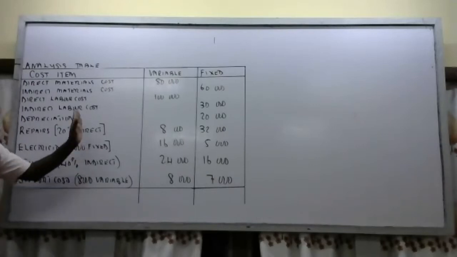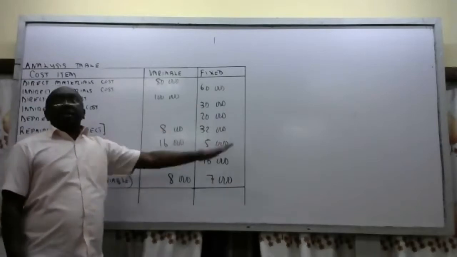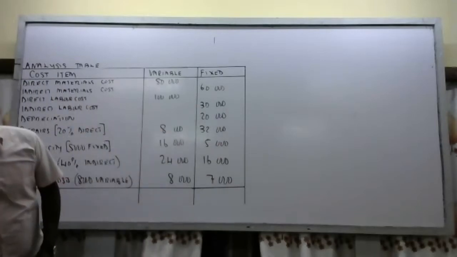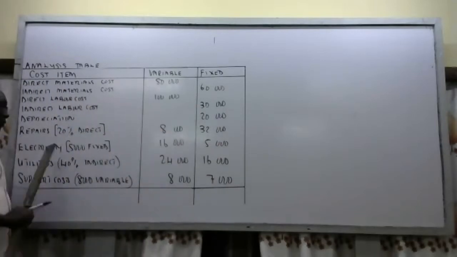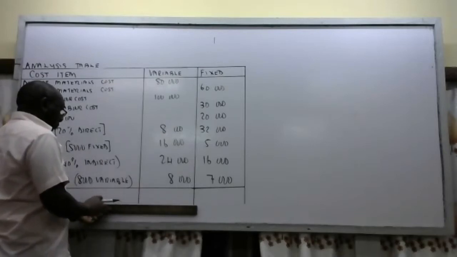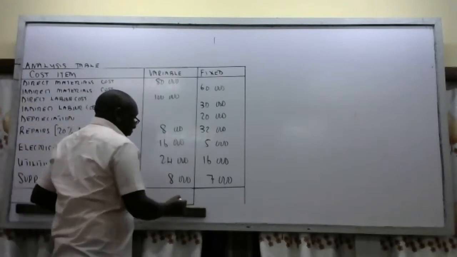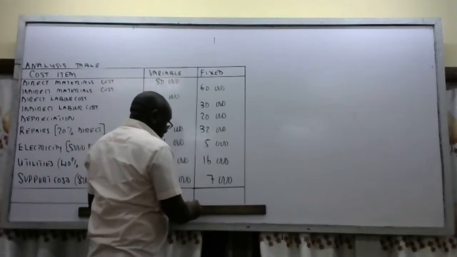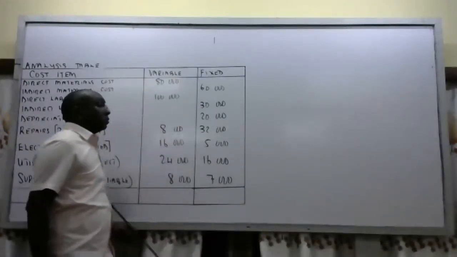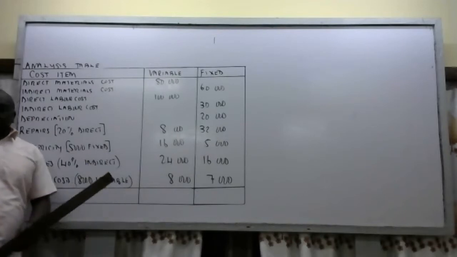You just look at the cost items, put the ones that are variable together, the ones that are fixed. So quickly get to that point so that we pick up from there. We get the totals.